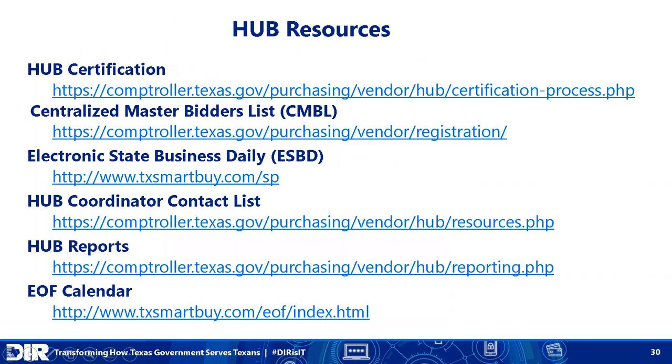We've listed some resources for you here. Maya has covered a lot of these in her presentation, but if you're interested in HUB certification, again, we encourage you also to make sure your company is registered with the Centralized Master Bidders List, because that notifies vendors of potential bid opportunities with the state of Texas. We've included the link to the ESBD, the Electronic State Business Daily. If you need a list of HUB coordinators, we have included that list that is available on the Comptroller site. Questions on HUB reporting, and then events coming up on the calendar, that link is also included. Next page.